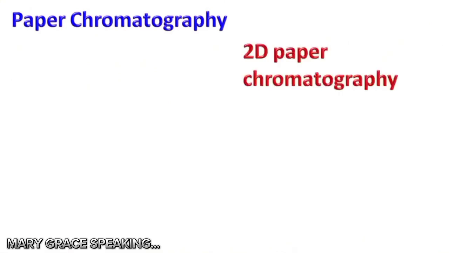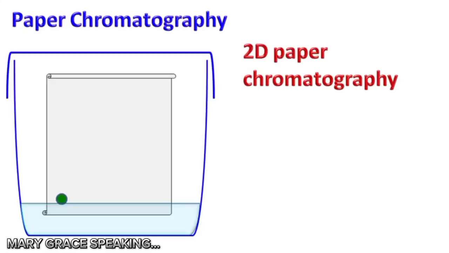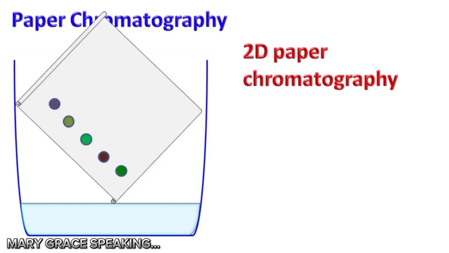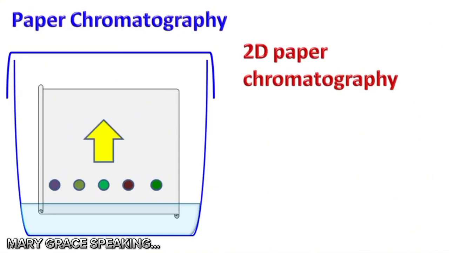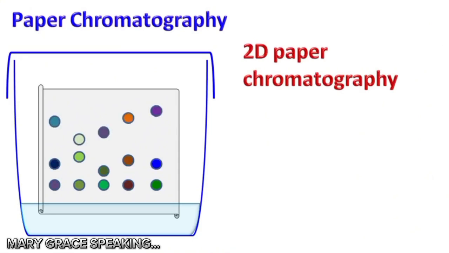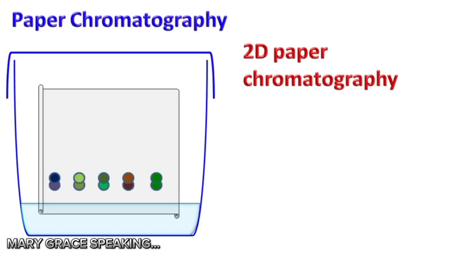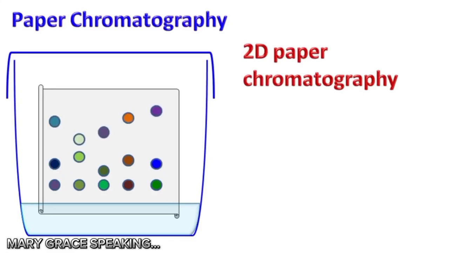Next, in the case of two-dimensional paper chromatography, the chromatography is first carried out in one dimension. Once the chromatogram is over, the paper is rotated by 90 degrees and the chromatography is again carried out. Lastly, 2D chromatography is widely used to separate amino acids due to its ability to effectively resolve complex mixtures by utilizing two different stationary phases and separation techniques.